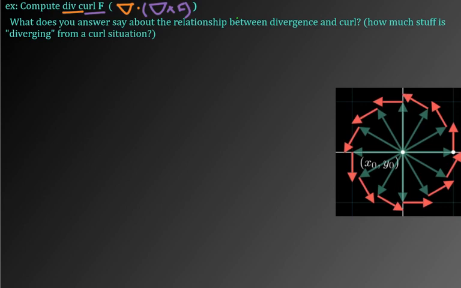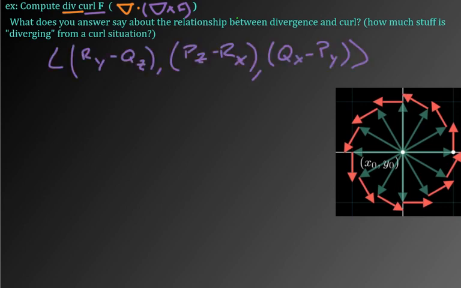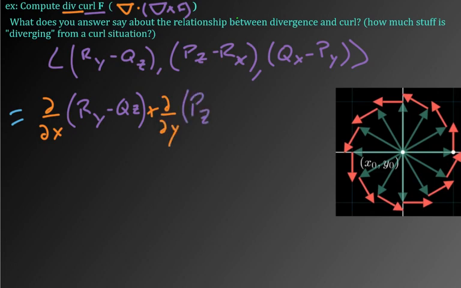And so what I will do is write down my curl, which is this. And then the divergence is the sum of those things with the partials factored in. So long story short, it basically will equal the partial with respect to x of that first component, plus the partial with respect to y of that second component, plus the partial with respect to z of that next one.